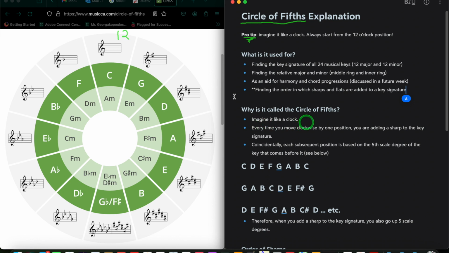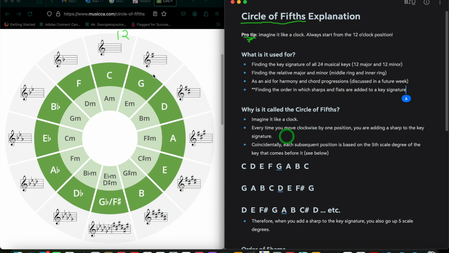Again, imagine it like a clock. We have 12 o'clock in the uppermost position. Every time you move clockwise by one position, you are adding a sharp to the key signature. So again, let's start at the top. We go one segment clockwise, that's one sharp. One segment again, two sharps. Another segment, three sharps, four sharps, five, etc.